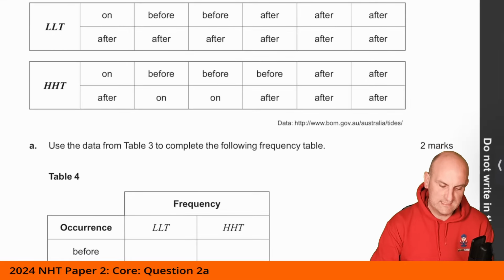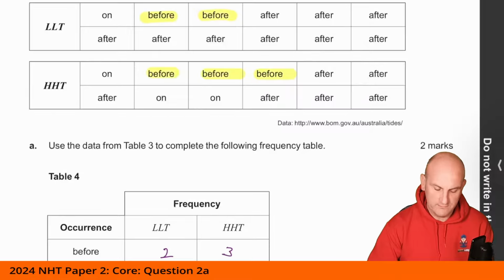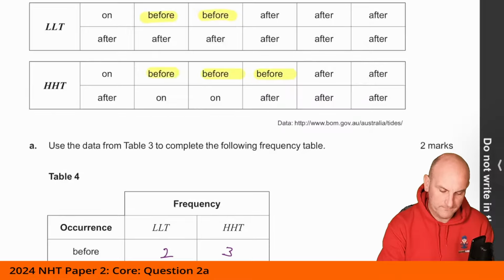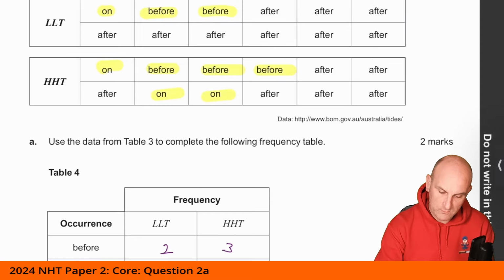All right, so LLT before, and again, what I did was I highlighted 1, 2, so it was just 2. So LLT before was 2. HHT before, 1, 2, 3. So 3. What have we got? We've got on. So I've got just 1 for on, and 1, 2, 3 for HHT. And then after is going to be 1, 2, 3, 4, 5, 6, 7, 8, 9.